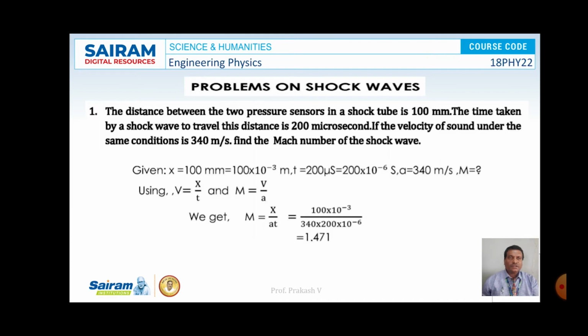and we know that the Mach number m is nothing but velocity of shock wave divided by speed of sound in the same media. Since V is equal to x by t, m can be written as x by at. Substitute the values of x, a and t here. x is 100 into 10 to the power minus 3, a is 340 and t is 200 microseconds. On simplification, the value of Mach number m is going to be 1.471. So this is the solution for the given problem.